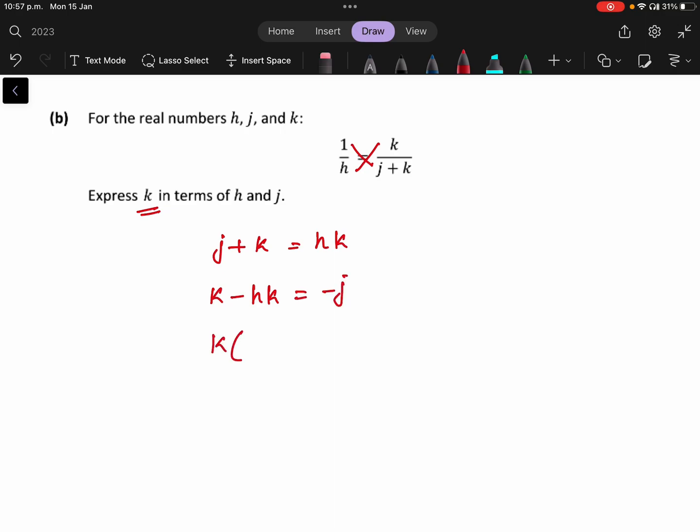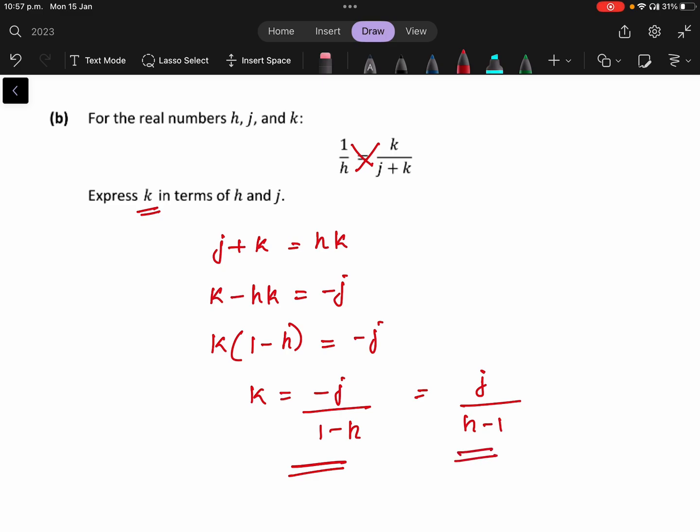and I take k out, 1 minus h is equal to minus j, k is equal to minus j over 1 minus h. Or if I want to remove the negatives, I can write it as j over h minus 1. Both ways are possible.